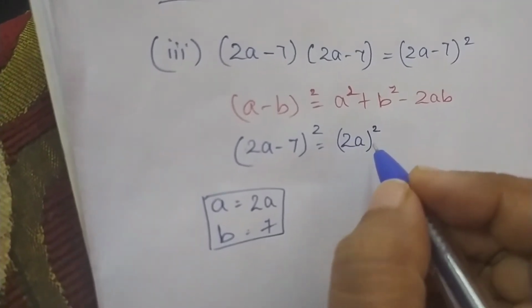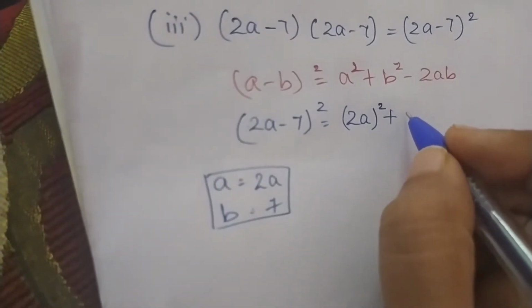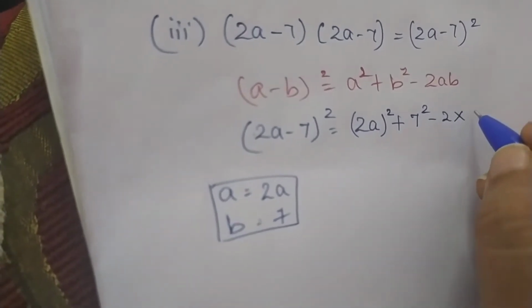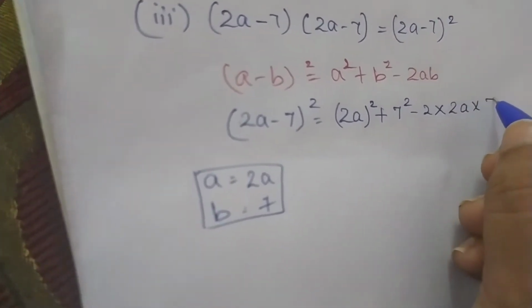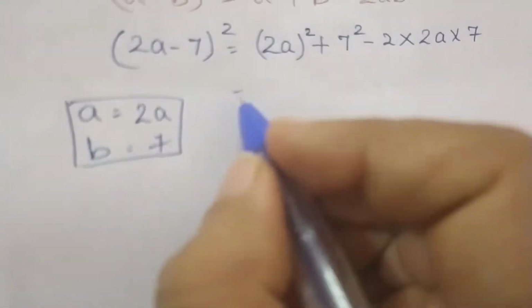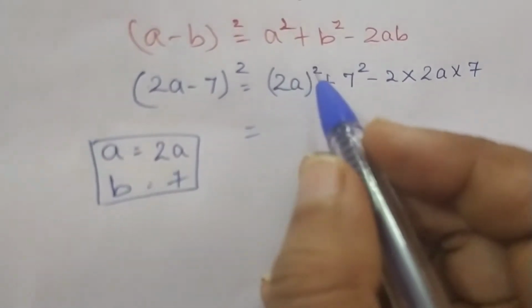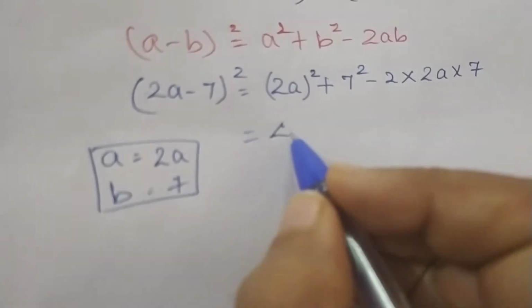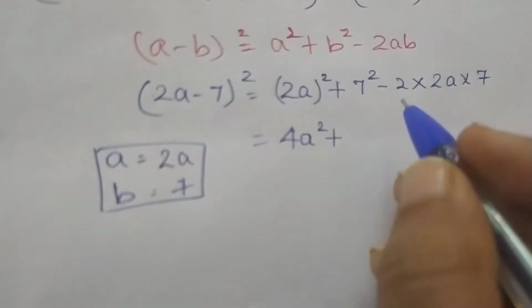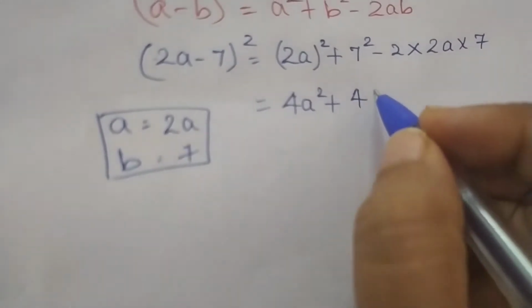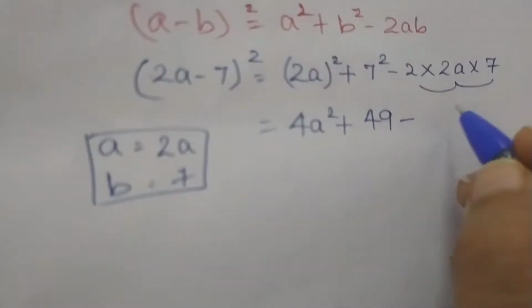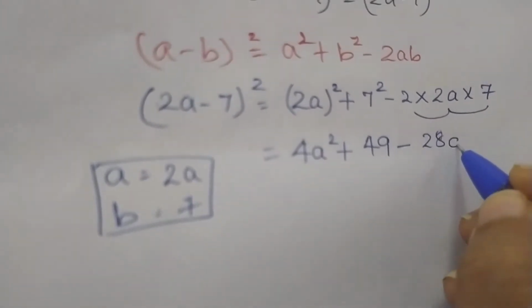For two numbers fixed together, we will put a bracket, plus, instead of b, 7 square, minus 2 into a. 2a is a, b is 7. So 2a the whole square means it is 2 square into a square. So what is 2 square? 2 into 2, 2 2s are 4. A square as it is. 7 square, 7 7s are 49, minus 2 2s are 4, 4 7s are 28 a.